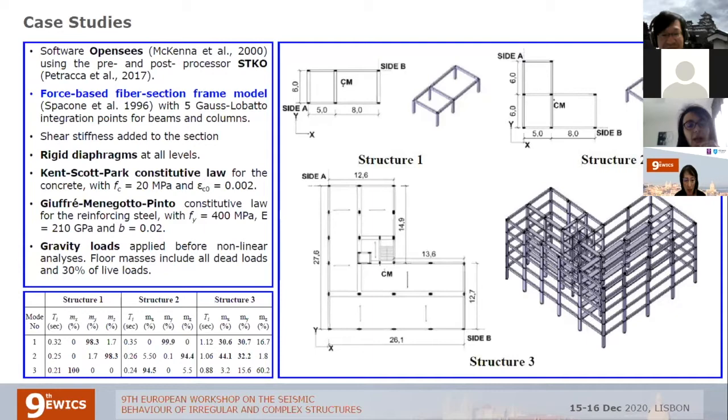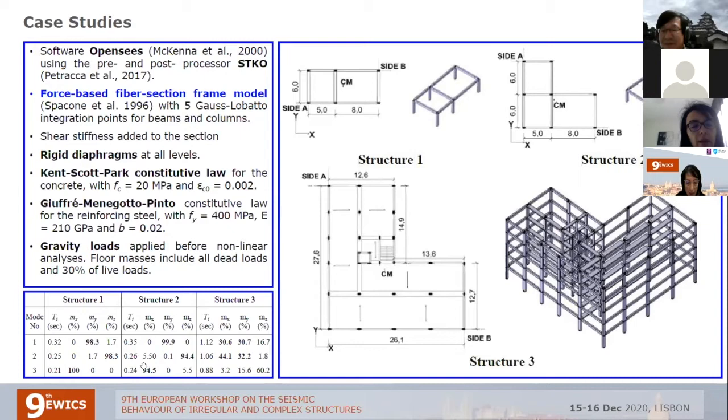On this slide, we can see that MZ is the mass participation ratio for torsional excitation. Yes, the mass participation ratios are shown in the lower part. So we can see that for structure one, the mass participation for the first mode is very high, 98%, and for the third mode is 90%, and this is for excitation X and excitation Y.